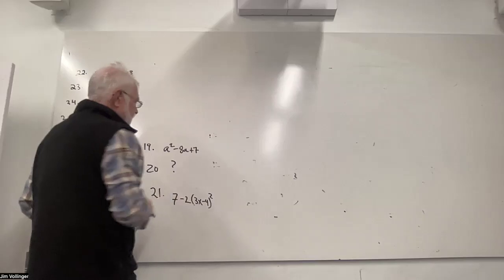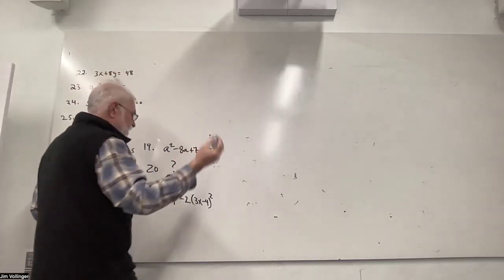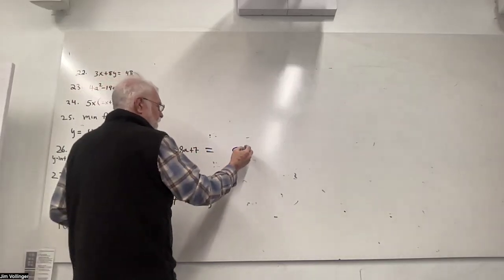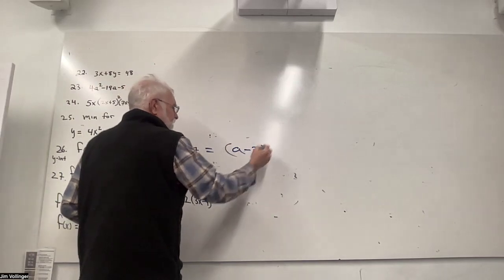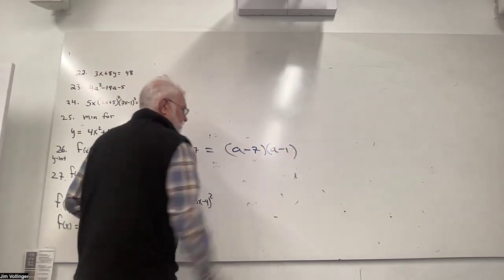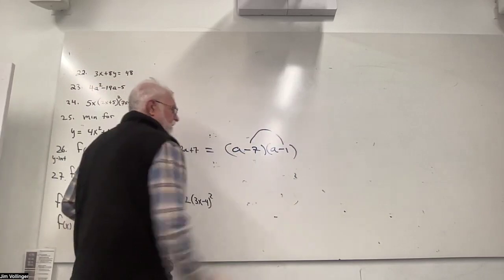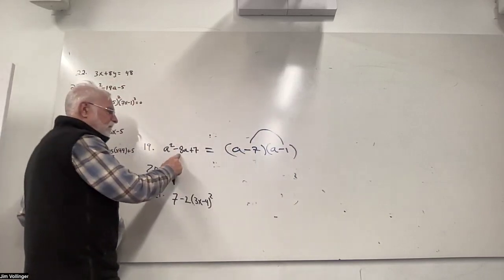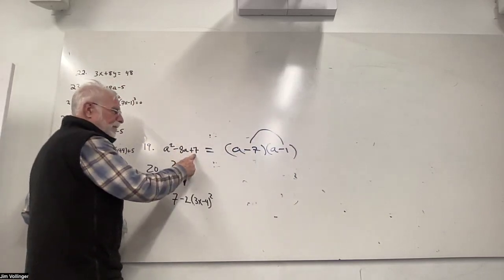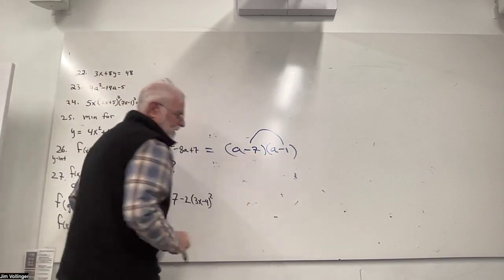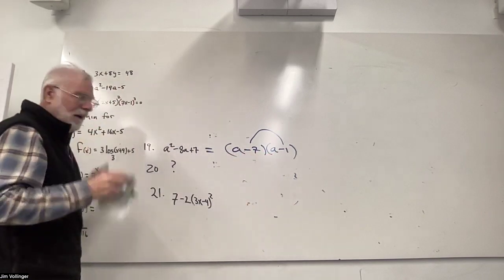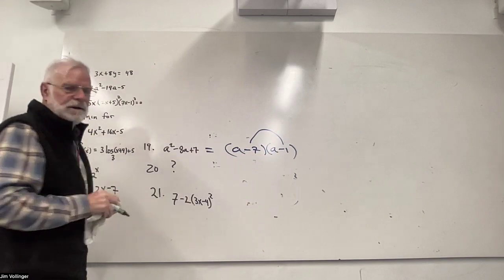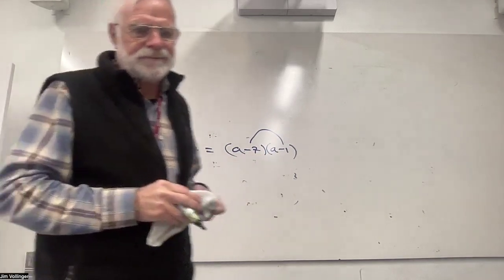A squared minus 8a plus 7. We're just doing some basic algebra 1 factoring here. A minus 7 times a minus 1. Okay, the foiling. If you're going to get a middle term that's negative and a positive end term, then it's got to be a minus minus. Just remember that.